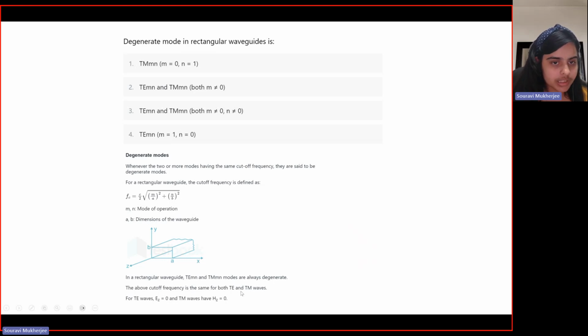Okay. The only condition is that in the TE mode, you can put M or N, any one of them, to be zero, while in TM mode, you cannot put M and N to be zero. So the answer in this case would be this, right? All TE_MN and TM_MN modes are degenerate, but with the condition that M is not equal to zero and N is not equal to zero. Okay. So the answer should be yes.